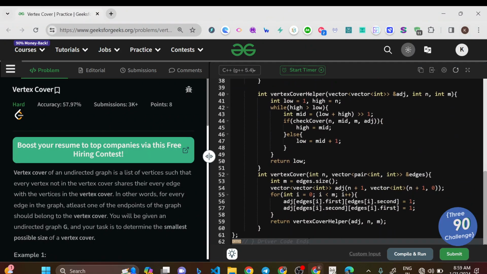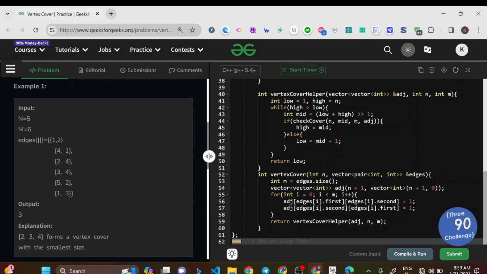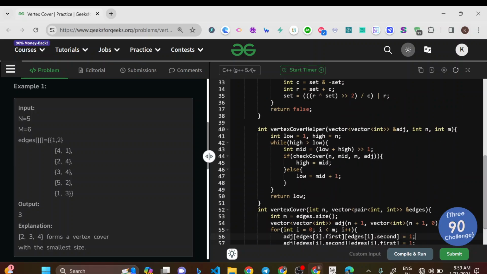So let us go through the code now. First, we'll be taking this particular adjacency graph. In this adjacency graph, we are taking the edges into consideration. For each pair in the edges that have been given, adj of edges[i].first and adj of edges[i].second denotes that there is an edge between 1 and 2 if it is a 1. Finally we have made this particular adjacency graph.